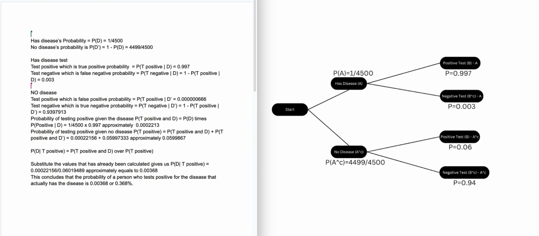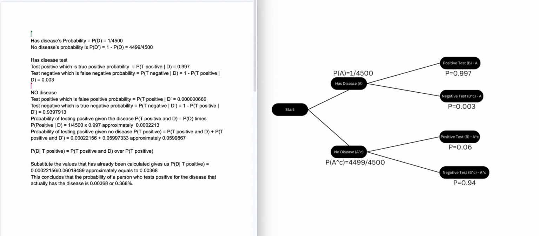So after Yuling calculated the probabilities, we now can apply Bayes' theorem. Bayes' theorem is used to find the probability of having the disease given a positive test. We use Bayes' theorem, which is probability of A given B is equal to probability of A and B over probability of B. I'm pretty sure that the sign of an upside down U is and. If not, please correct me.